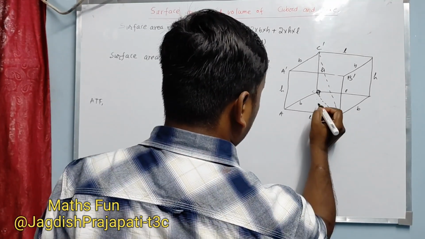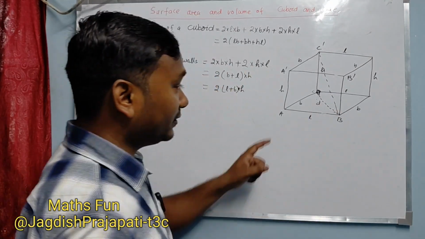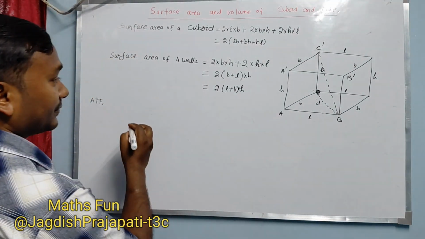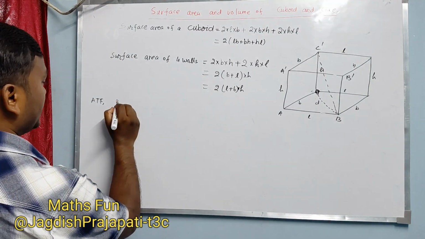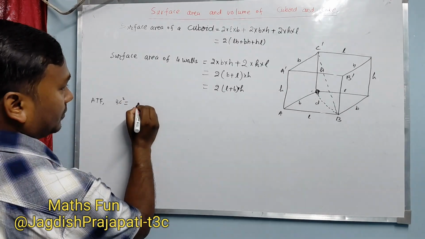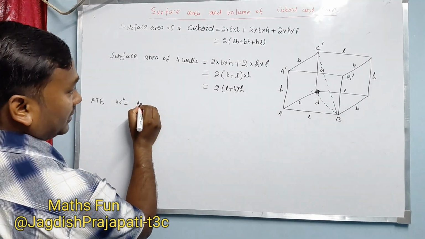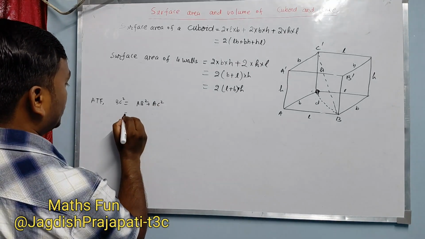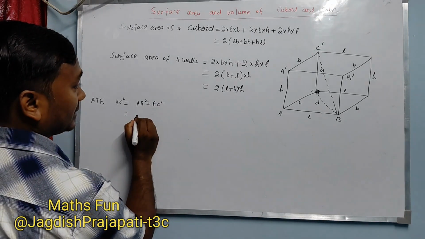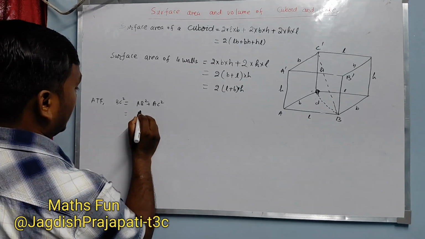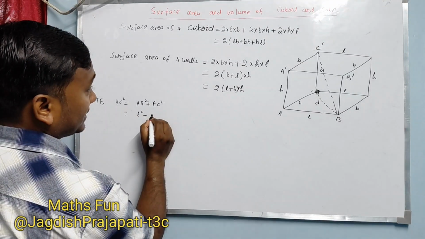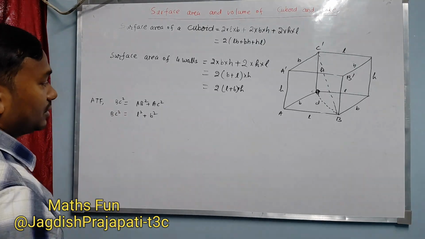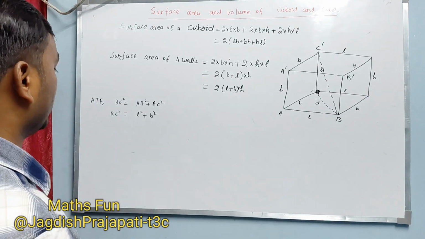So this is called the base diagonal, and that will be BC square equal to AB square plus AC square. So AB square is L square, AC is B, so B square. So we found BC square equal to L square plus B square.